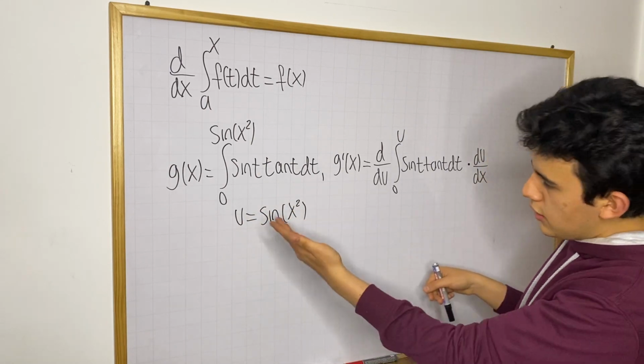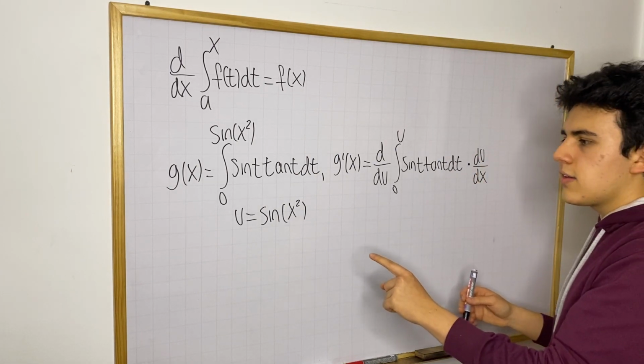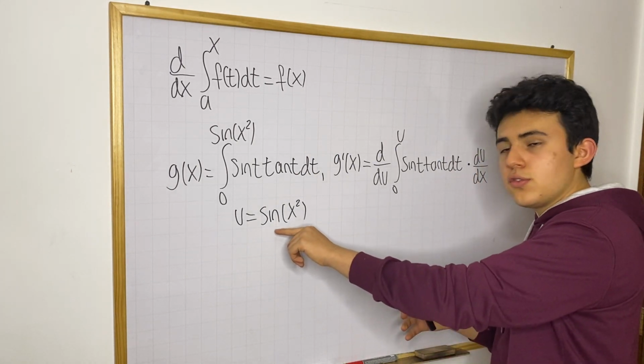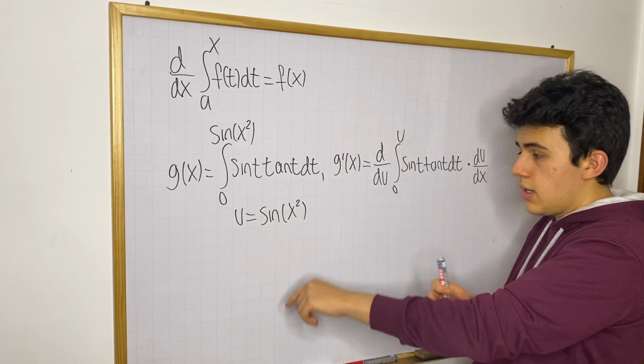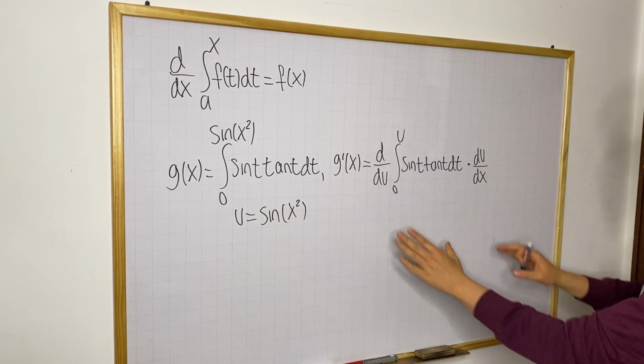So I'm not going to write a new dummy variable, but just so that you keep that in mind, du over dx is going to require us to use the chain rule again, okay? So that's something worth mentioning. So now, how can we compute this expression?